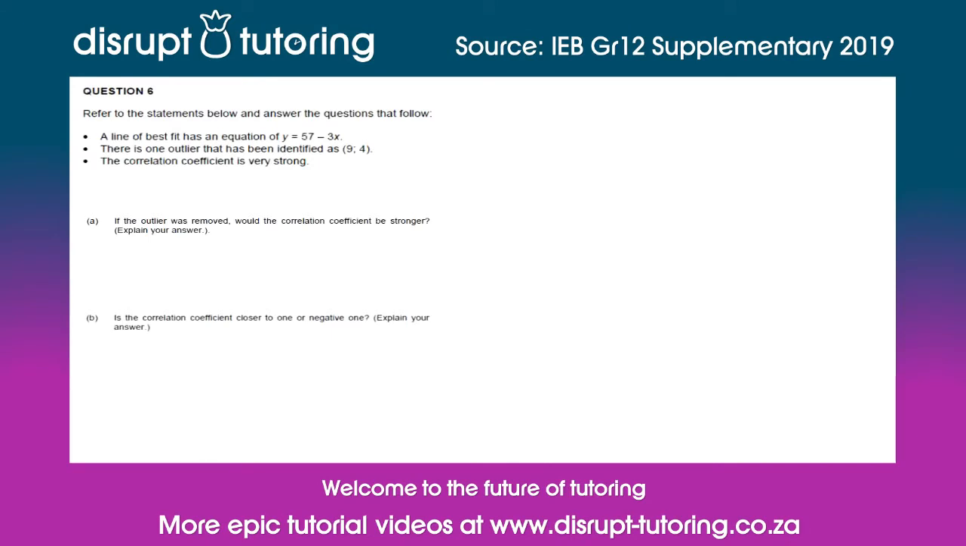Today we're going to continue with the IEB 2019 Paper 2. We're on question 6, and this is some stats. Question 6 is more of a theoretical stats question where it's given us a line of best fit, y equals 57 minus 3x. There is an outlier, (9, 4), and it states that the correlation coefficient is very strong. So if the outlier was removed, would the correlation coefficient be stronger?